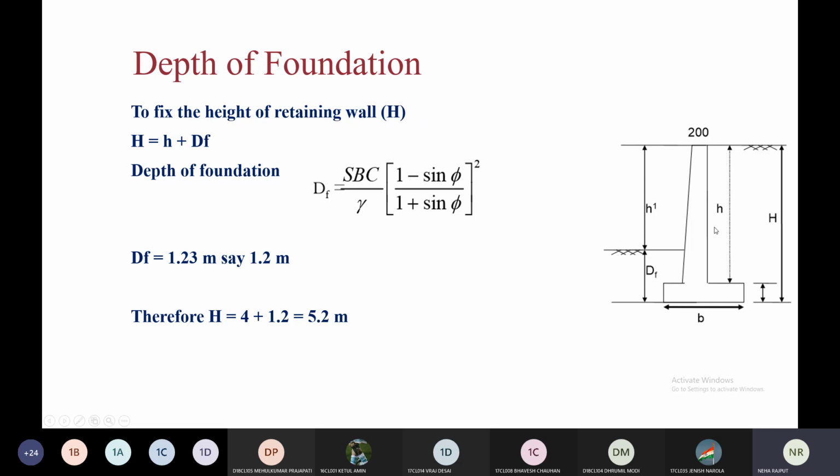Now in this figure, this h dash is the height of the retained earth, right? Then df is the depth of footing. So the height of retained earth plus the depth of footing will give the total height of the retaining wall, capital H. So capital H is equal to h dash plus df. And this small h mentioned over here is the height of the stem part only.